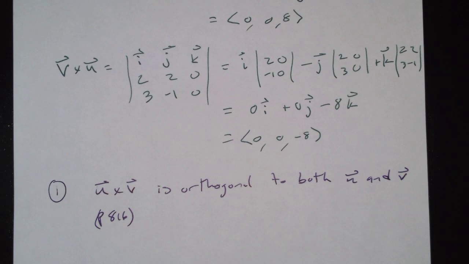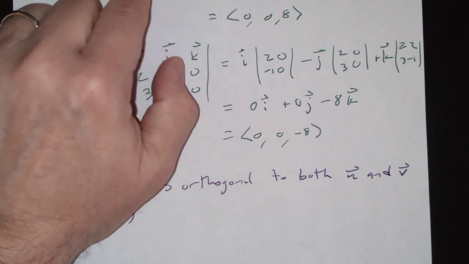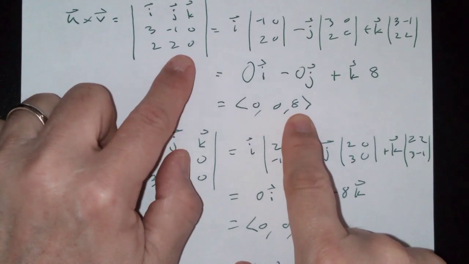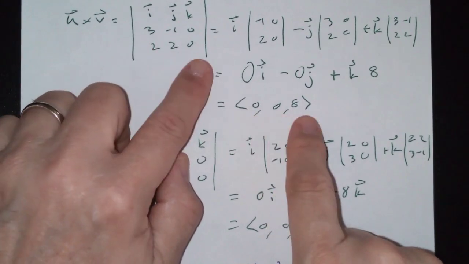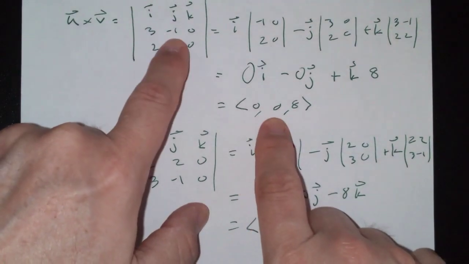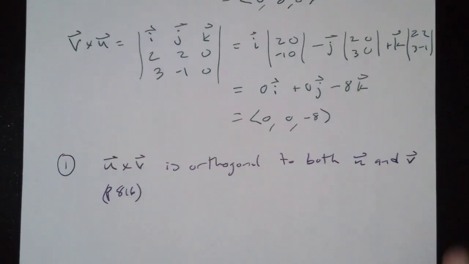Which is it? The dot product is, we did this on Friday, 0. So I would have to calculate A cross B dot A and A cross B dot B. But notice, if this is the vector V, 2, 2, 0, and this is the cross product, 0, 0, 8, 2 times 0, 2 times 0, 8 times 0, I get 0. 3 times 0, -1 times 0, 8 times 0, I get 0. This is true all the time.